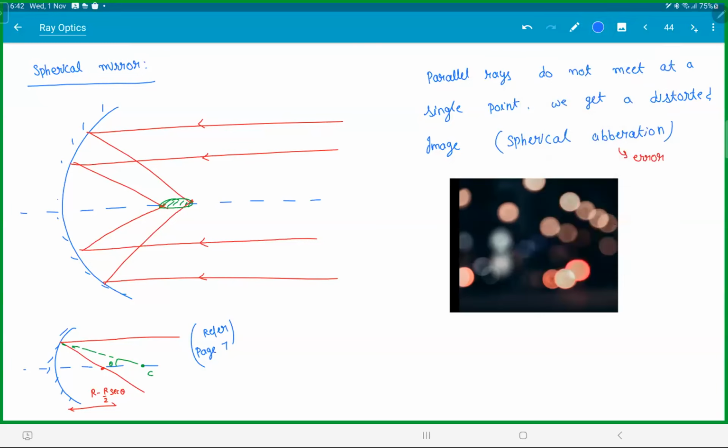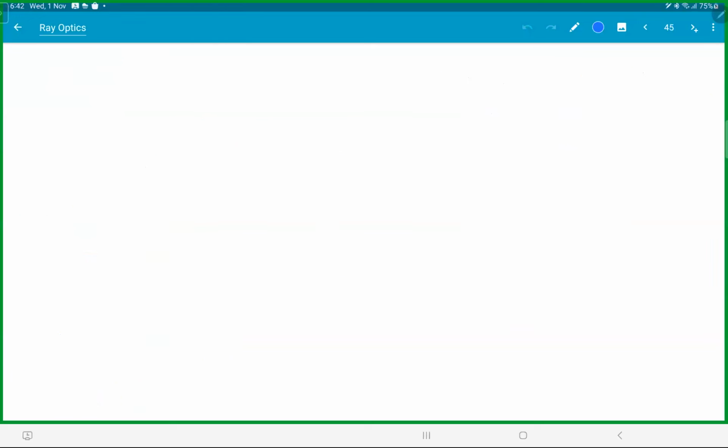So we have to come to a compromise. It is cheaper to make this thing, but there's an error. So up to what error is acceptable? Let's see. Any doubt so far? Please ask me. Clear? Next thing. So how do you make a spherical mirror?